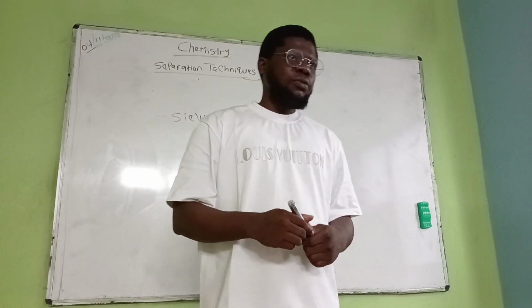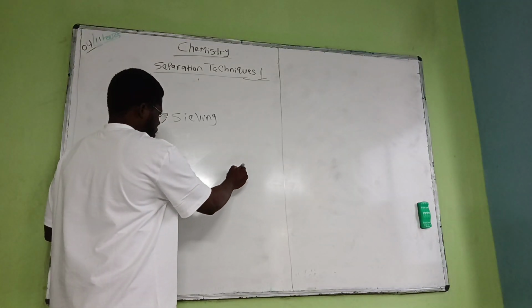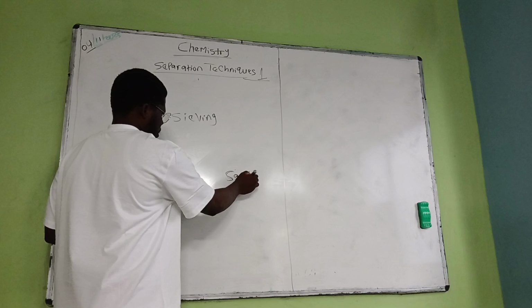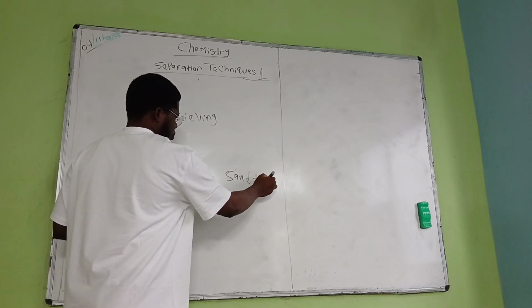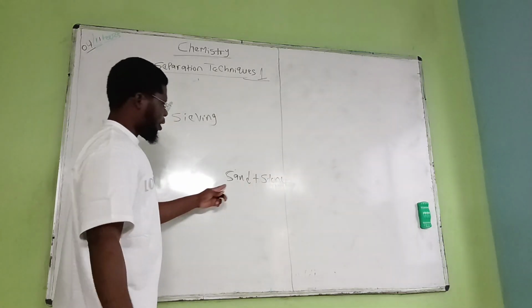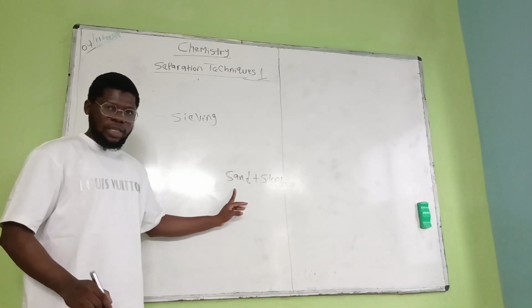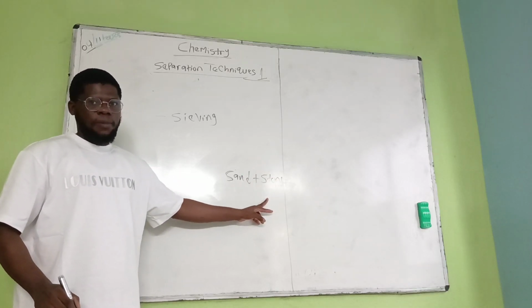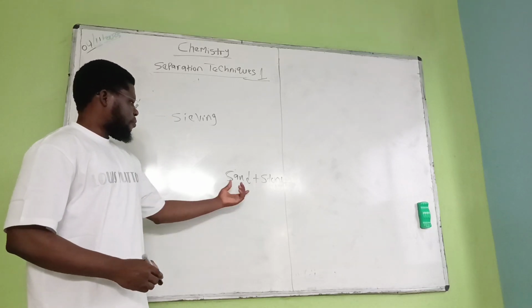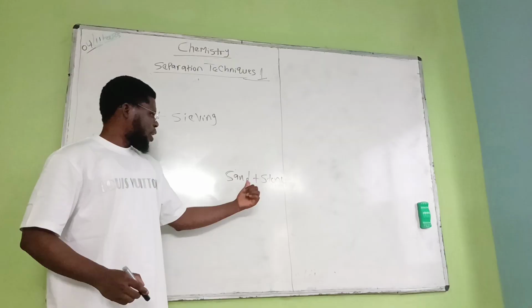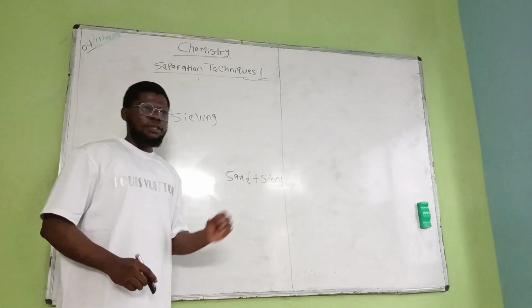Now, let's take an example. Assuming I have sand plus stone. This is solute against solute, right? When we have this, it becomes a mixture. If we have a mixture of stone and sand together, we can use a method called sieving.